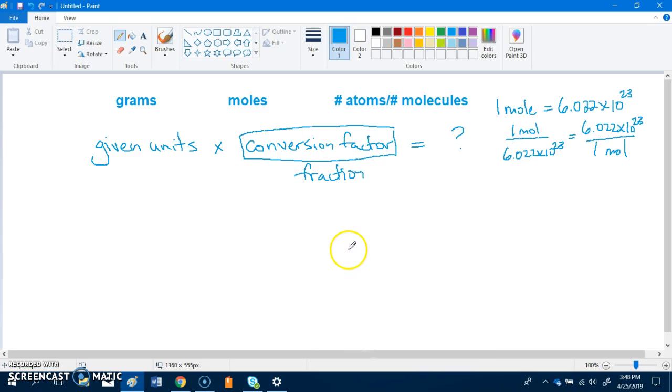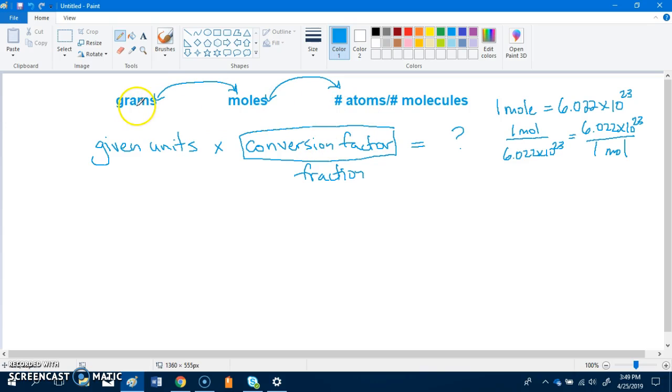Let me go through 3 examples showing you how to go back and forth between these units. Before I do that, I just want to explain one thing. You may have to multiply by more than one conversion factor. How do you know when you need more than one conversion factor? Well, to go from grams to moles, that's just a jump of 1. So that's just going to be 1 conversion factor. Same thing with moles to atoms and molecules. It's just a jump of 1 if you're looking at this. And you can go back and forth and it's still just going to be a jump of 1.